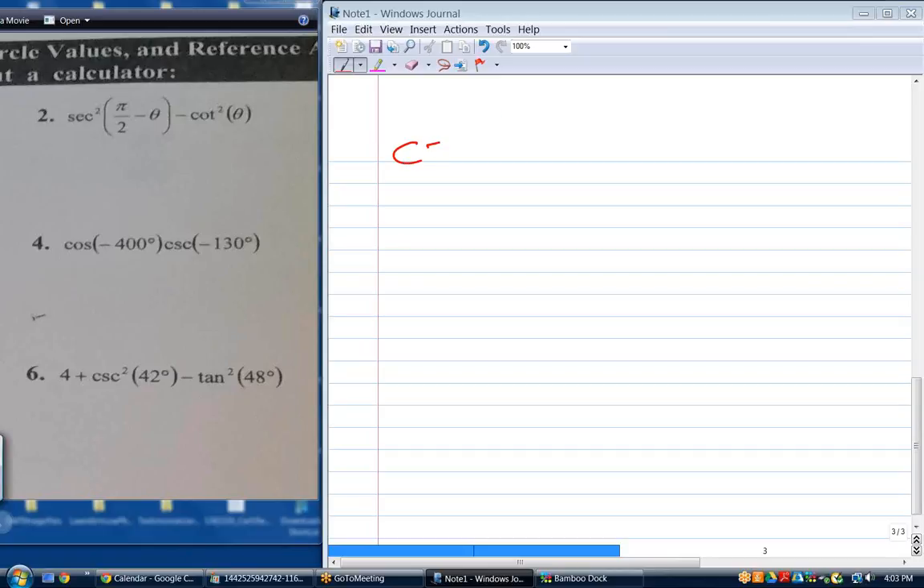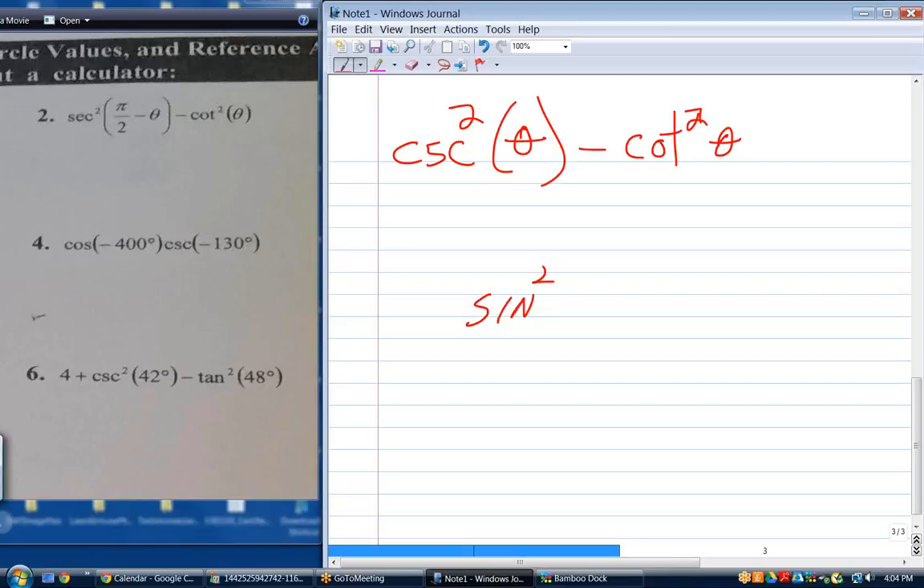So that's the cosecant squared of theta minus cotangent squared of theta. This time they don't even put an angle in there, so we know it's not critical to know the angle. Give me the 3 trig Pythagorean identities. First one is sine squared plus cosine squared. What's that? Equals 1.